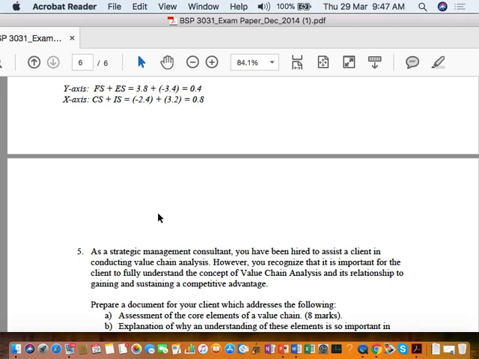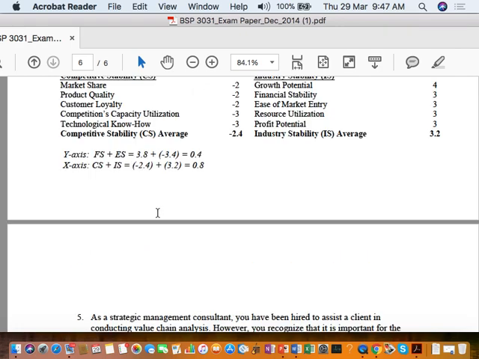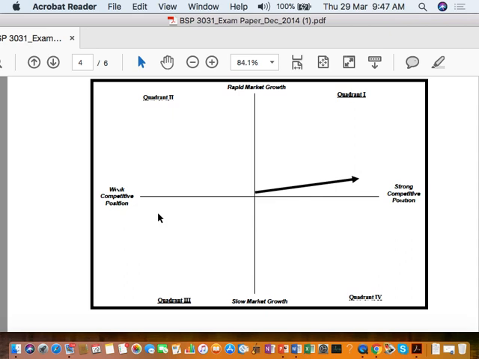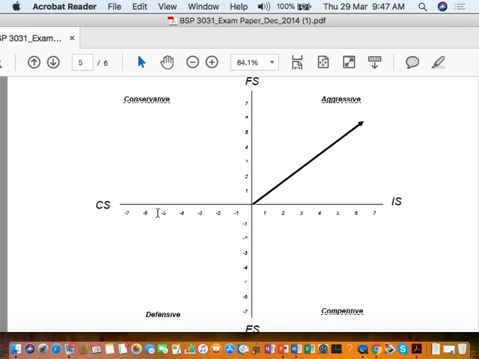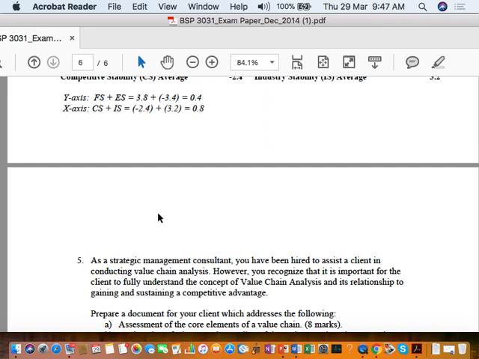So it is different in that whereas with the grand strategy, you remember it has a continuum from good to bad, right? So you go from rapid market growth to slow market growth, or strong competitive position to weak competitive position. So you can look at these coordinates at face value. But for the SPACE matrix, it is not a continuum from bad to worse, right? The positive x is industry, negative x is competitive stability. So that's why it is best to look at the coordinates as they are totaled to give you where it falls.